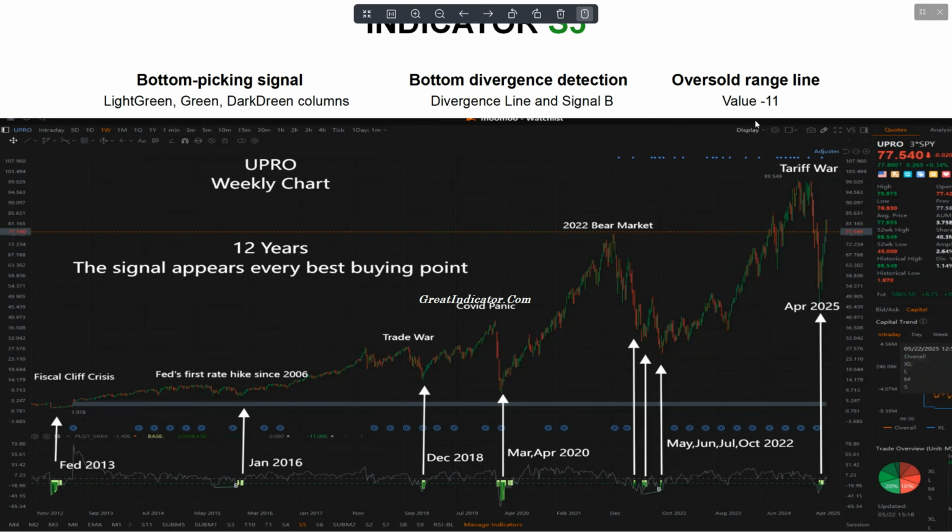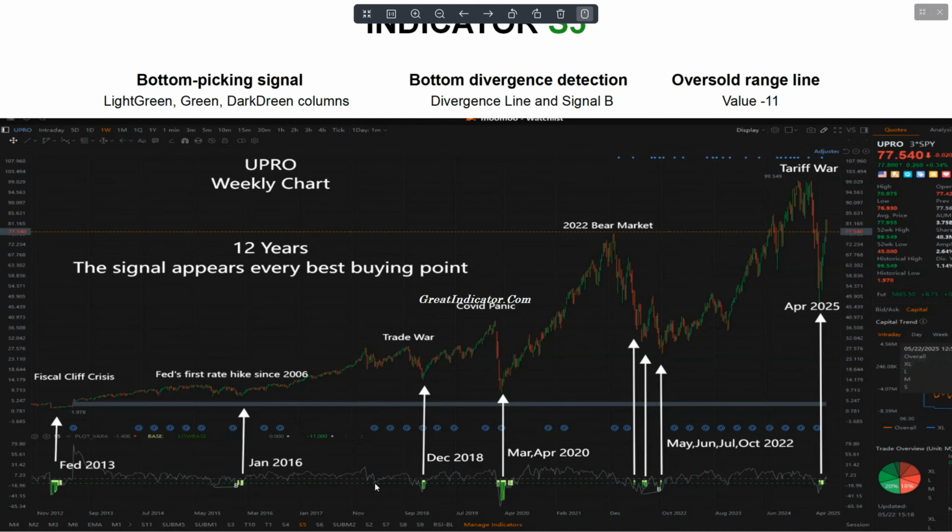The third part is the oversold range of -11. We set a -11 oversold range. The reference line indicates that the comprehensive deviation of price reaches a low level, indicating that the market is oversold. We need to pay special attention when it reaches -11. If it pulls back to -11 and there is no column signal, it indicates that a clear buying signal has not yet formed.